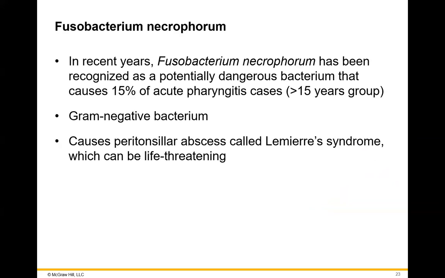Fusobacterium necrophorum is associated with trench mouth, which we'll learn about a little bit in the next chapter. This is a bacteria that some people have in their normal biome, like in their mouths. If it gets out of control, if you're not keeping up with oral hygiene, it can get pretty bad. But it can also cause peritonsillar abscesses. So if you have tonsils and you get these abscesses behind them, they can rupture, and bacteria can enter your bloodstream. This can become life-threatening if this does happen.